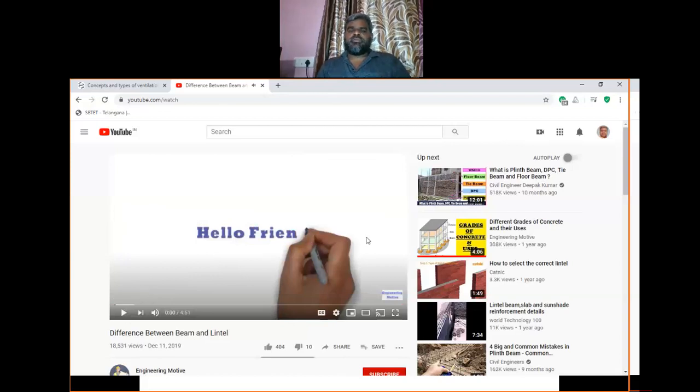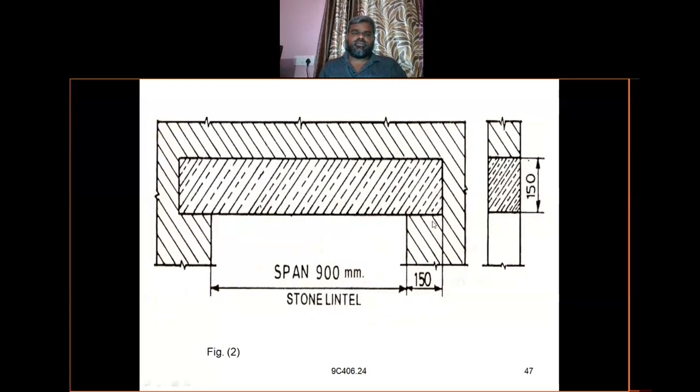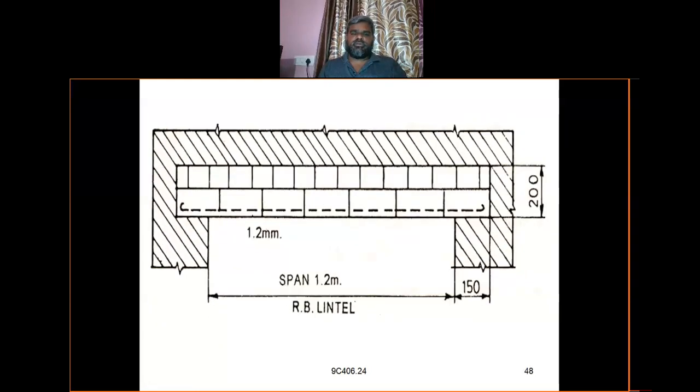This is about the difference between lintel and beams. See, this is a wooden lintel. See, this is the opening and resting on the masonry walls. This is a stone lintel. This is the reinforced beam lintel, reinforced brick lintel.